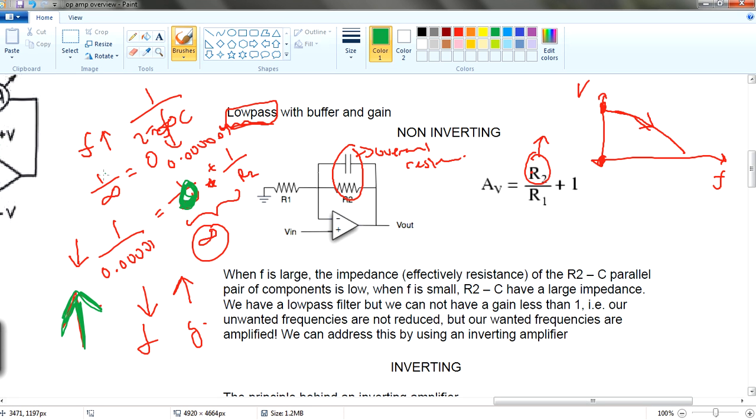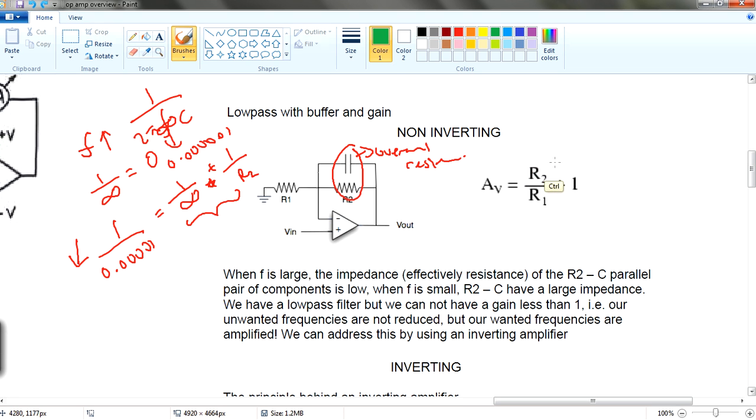If you remember, 1 over infinity equals 0, right? If your frequency is that big, you'll have only R2 in this case. So in this case, the gain itself is the least. So this is exactly how it works for the low pass. In this case, your R2, and in fact, this shouldn't be R2. This should be Z equivalent, right? Because it is equivalent to the R2 and the capacitor. So in order to be clearer.